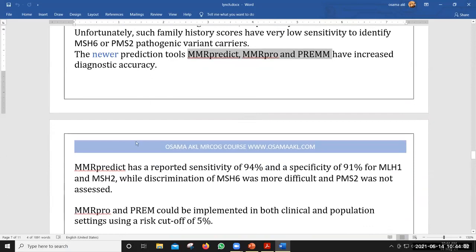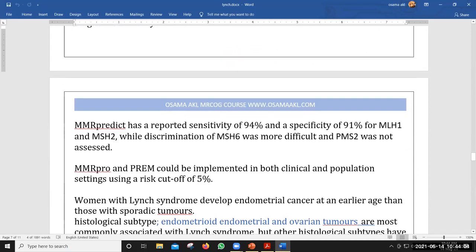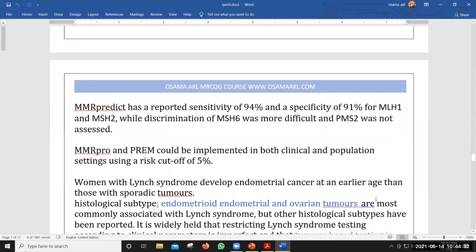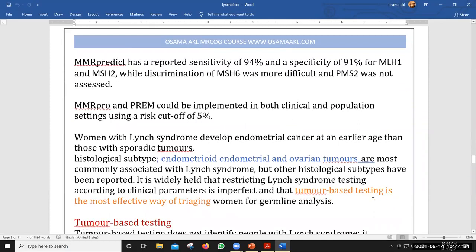And actually, MMRpredict is 94% sensitive and 91% specific, which is great, for MLH1 and MSH2. For MSH6 and PMS2, it was not assessed. So anyway, MMRpredict is a very good one. You can choose the MMRpredict scoring system in the exam. This scoring system depends upon the history of cancers in the family. Okay, what else can tell you it's more likely or less likely to be Lynch?